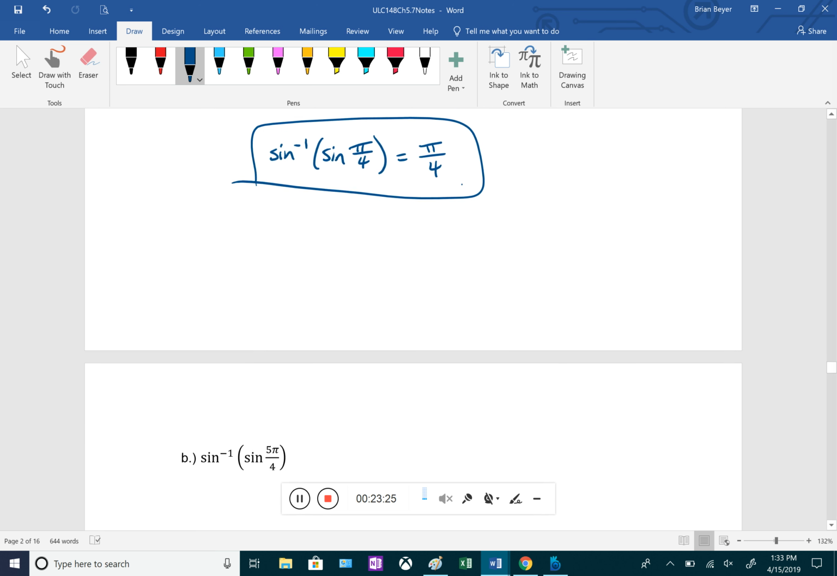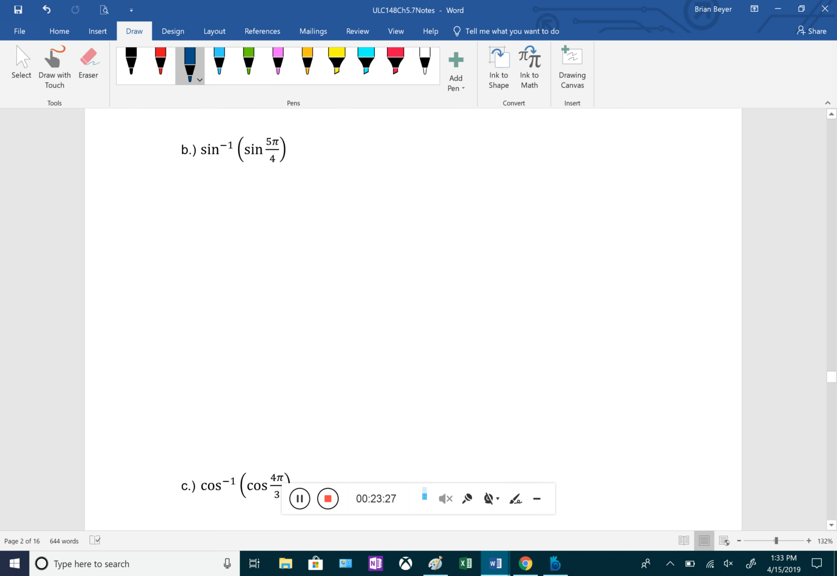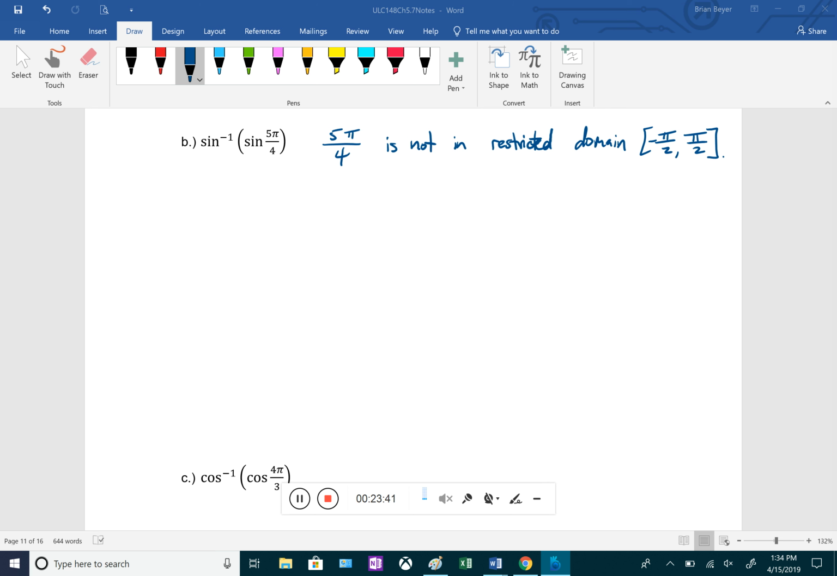Okay, next one we have sine inverse of sine of 5 pi over 4. So we have an inverse of sine on the outside, sine on the inside. We have to be a little bit careful here because 5 pi over 4 is not in the restricted domain. So this means we cannot just cancel them out and say this is equal to 5 pi over 4. We're going to have to evaluate sine of 5 pi over 4 first.